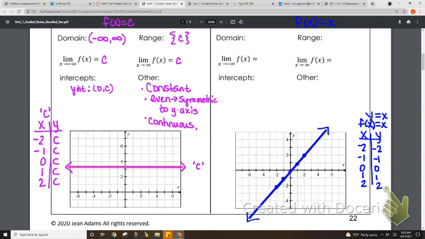All right, then we can look at our domain. Our graph keeps going to the left. It keeps going to the right. There's no gaps, no holes, no jumps, no funny looking stuff in between the infinities. So therefore it is negative infinity to infinity.